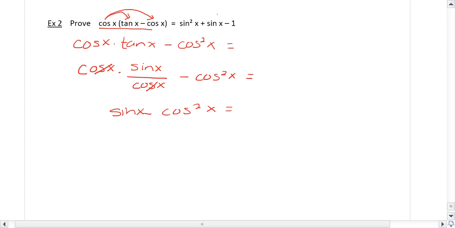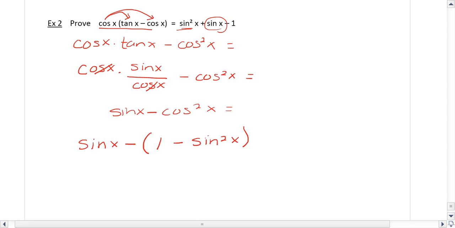So this is what I have, and then I'm looking at what I want. I have one piece of it, the sine x. Now I'm looking at cosine squared and thinking that I want sine squared and I want a 1, and that would lead me to the first Pythagorean identity. And so I can make that substitution, but I do need to watch this negative sign here.